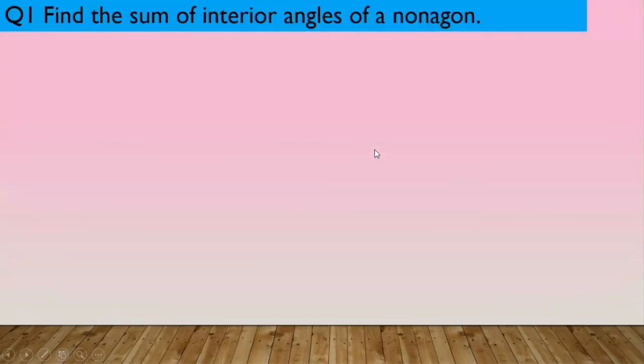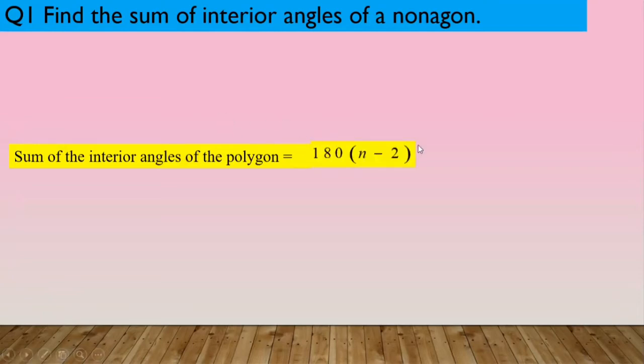Okay, let's move on. Find the sum of interior angles of a nonagon. A nonagon means what? It's a polygon with 9 sides. So we write the formula, sum of interior angles of a polygon is 180 into n minus 2.